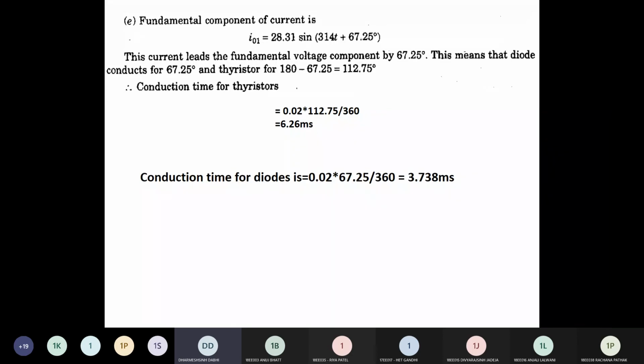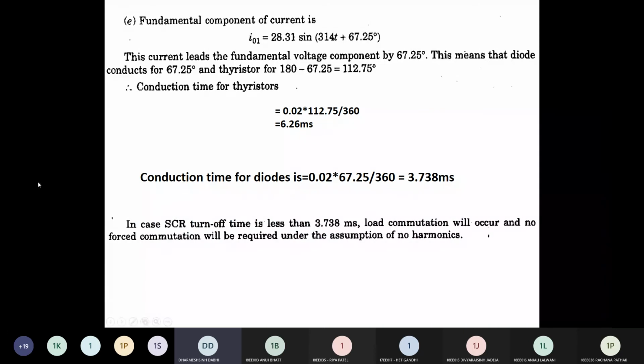So when your thyristor is off, where is force commutation required? Yes, where is force commutation required? If the reverse bias time of the thyristor is less than the thyristor turn off time. Clear? At that time you require force commutation. But here the turn off time of the thyristor is not given.